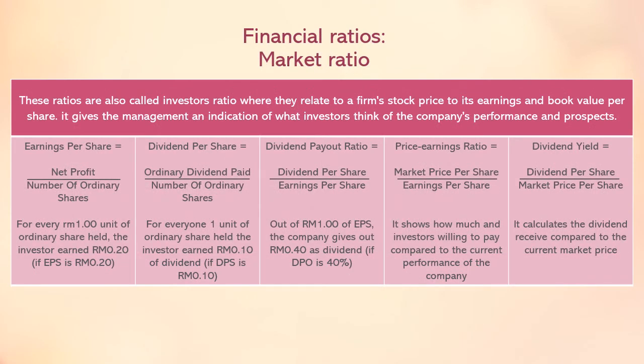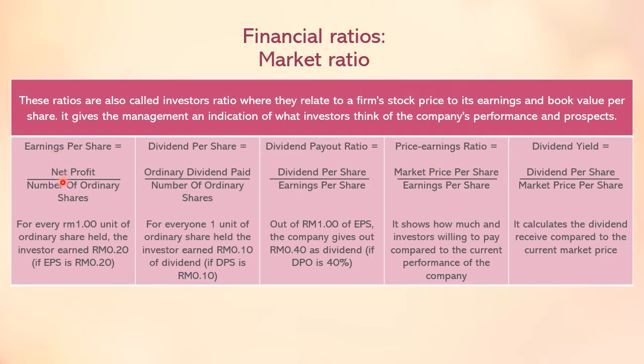Okay, the last category is the market ratios. These ratios are also called investor ratios, where they evaluate the firm's stock performance relative to its earnings and book value per share. It gives the management an indication of what investors think of the company's performance and future prospects. There are 5 ratios you need to know here: earnings per share, dividend per share, payout ratio, PE ratio, and dividend yield.